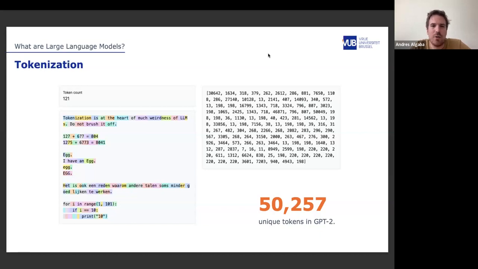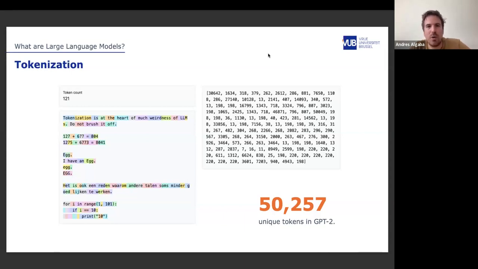Tokenization is at the heart of much weirdness of LLMs. Texts are being tokenized, but tokenizers are trained on data, and there's more English data than Dutch data on the internet. So tokenizers will have a much easier time recognizing English words than Dutch words. And this will have some consequences for the capabilities of these models in other languages.